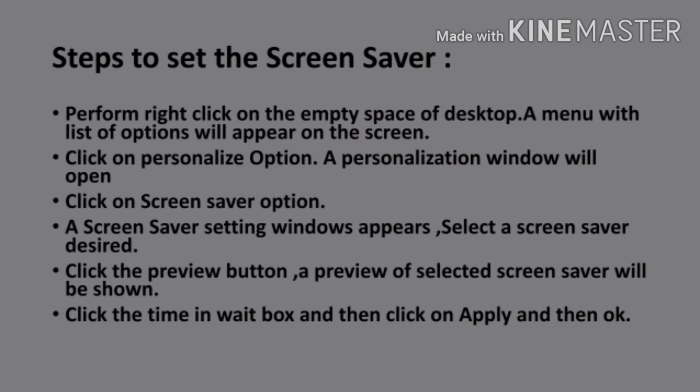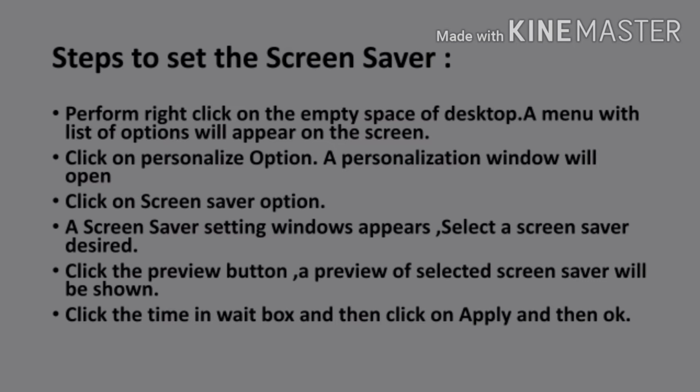As you click on the screensaver option, a screensaver setting window will come. In this window, there will be a screensaver option. In that, different screensavers will be there. So you have to select any one. And beside that, there will be a button named preview. You have to click on it. When you click on the preview button, a display of your selected screensaver will be shown. That means whatever screensaver picture you have selected will be shown on the desktop.